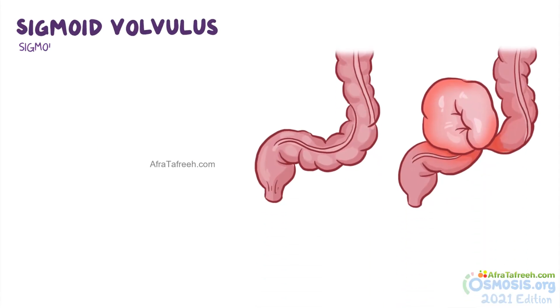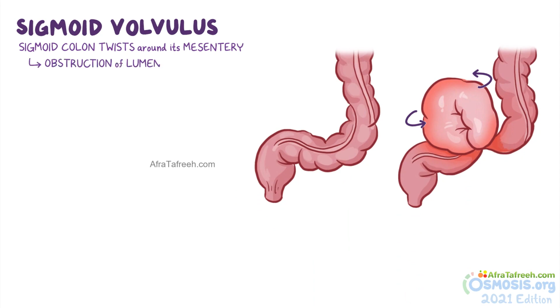Next, let's tackle sigmoid volvulus, which is when the sigmoid colon twists around its mesentery, leading to obstruction of its lumen, compression of blood supply, and subsequent ischemia. The sigmoid colon has a higher likelihood of volvulus due to its freedom of movement, and the risk of volvulus increases with a particularly long sigmoid colon with a narrow mesenteric attachment.